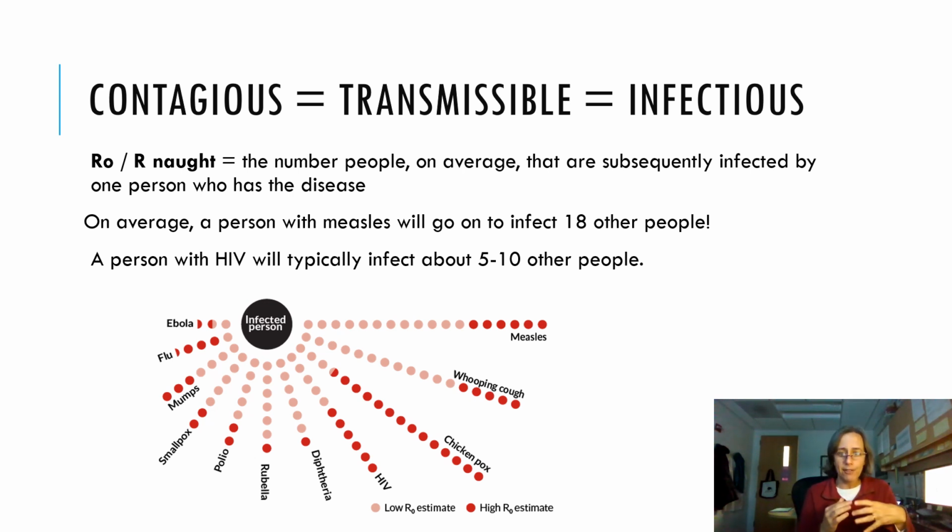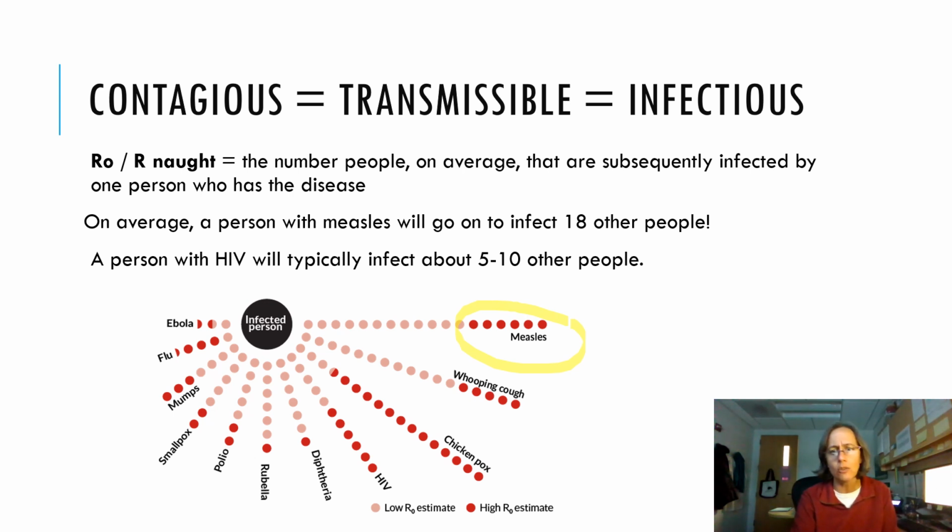So on average, for example, a person with measles, right? Here's measles. On average, they infect between 10 and 18 other people. So one person gets measles, and on average they're going to infect 10 to 18 other people. And then those 10 to 18 other people are going to themselves infect 10 to 18 other people. That's really, really, really contagious. Whooping cough, which is pertussis, is highly contagious.